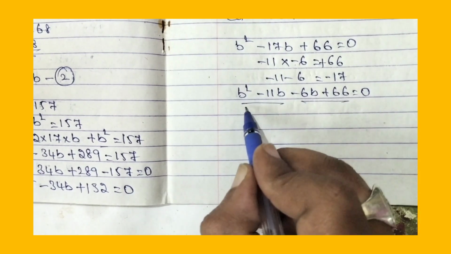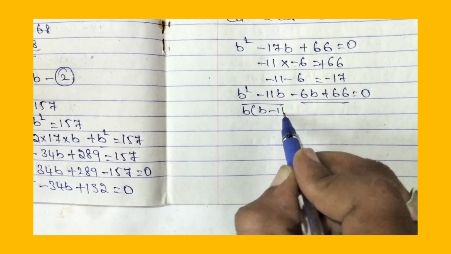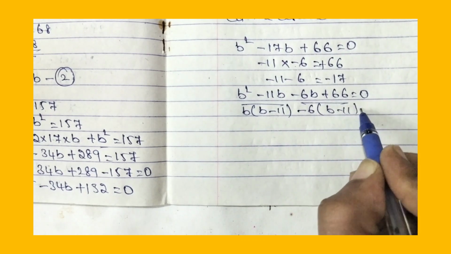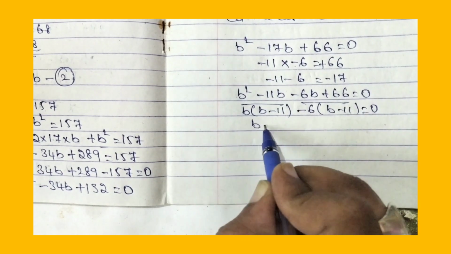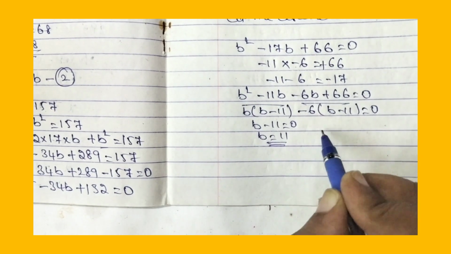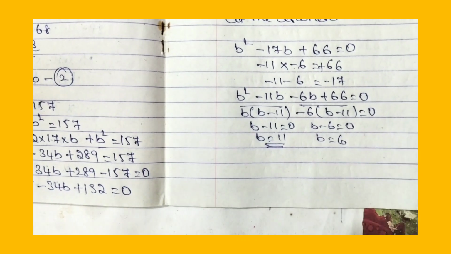These two common, these two one pair and these two one pair. b common, remaining b minus 11, minus 6 common, then remaining is b minus 11, which is equal to 0. b minus 11 is equal to 0, b is equal to 11. Or b minus 6 is equal to 0, b is equal to 6.